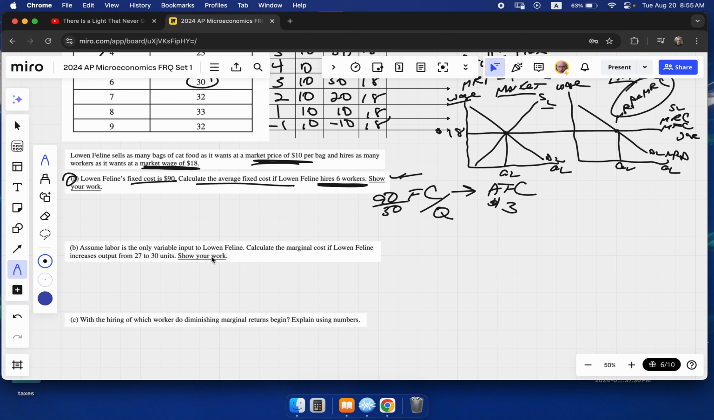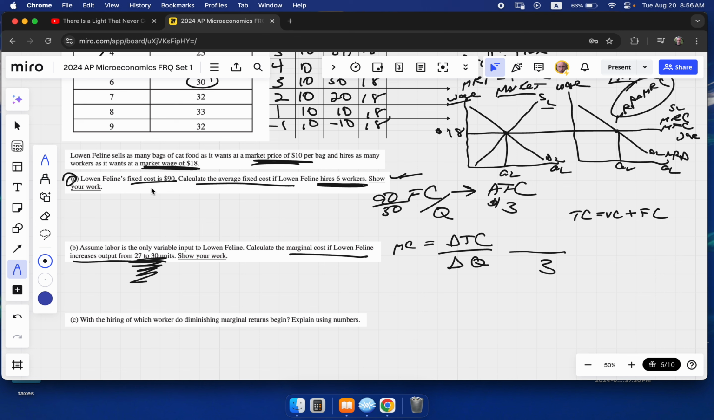Assuming labor is the only variable input, calculate the marginal cost if output increases. So marginal cost, we should know the formula is a change in total cost over a change in quantity. They gave us the change in quantity, right, of 3. Our change in total cost, tricky. Total cost is always variable cost plus fixed cost.